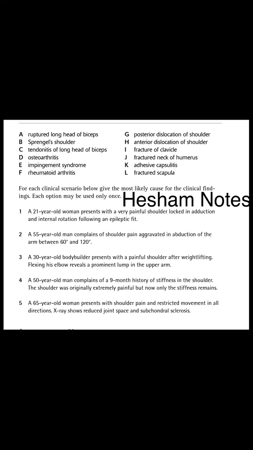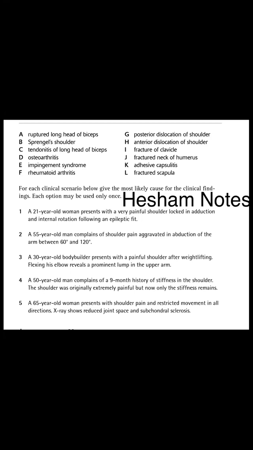Okay, then 4. A 50-year-old man complains of a 9-month history of stiffness in the shoulder, and the shoulder was originally extremely painful, but now only stiffness remains. This is a history of adhesive capsulitis. Yes, stiffness all over movement of the shoulder, which started initially with pain. Later on, it became painless. Usually adhesive capsulitis or frozen shoulder syndrome starts with pain due to tendinitis and capsulitis of the joint, then later on it becomes painless. So 4 is key.